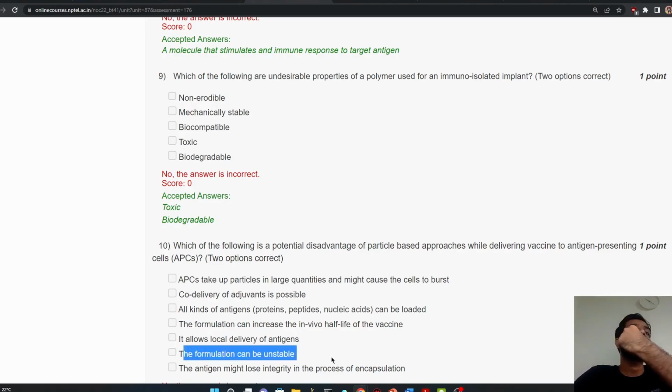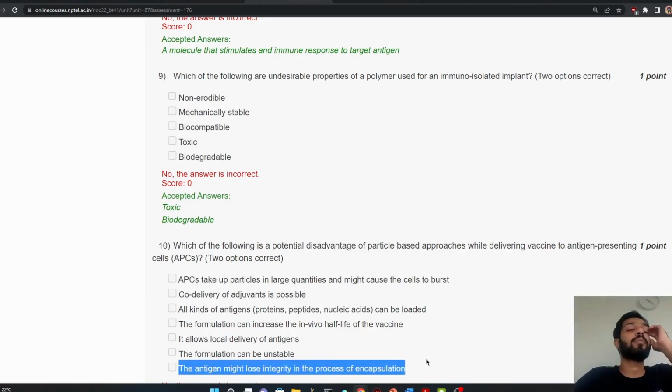It's true, right? Your particle can start degrading. Your genetic material can start degrading. If you're using proteins, they can start denaturing. All those things can happen. The antigen might lose integrity in the process of encapsulation. So that's also true, right?